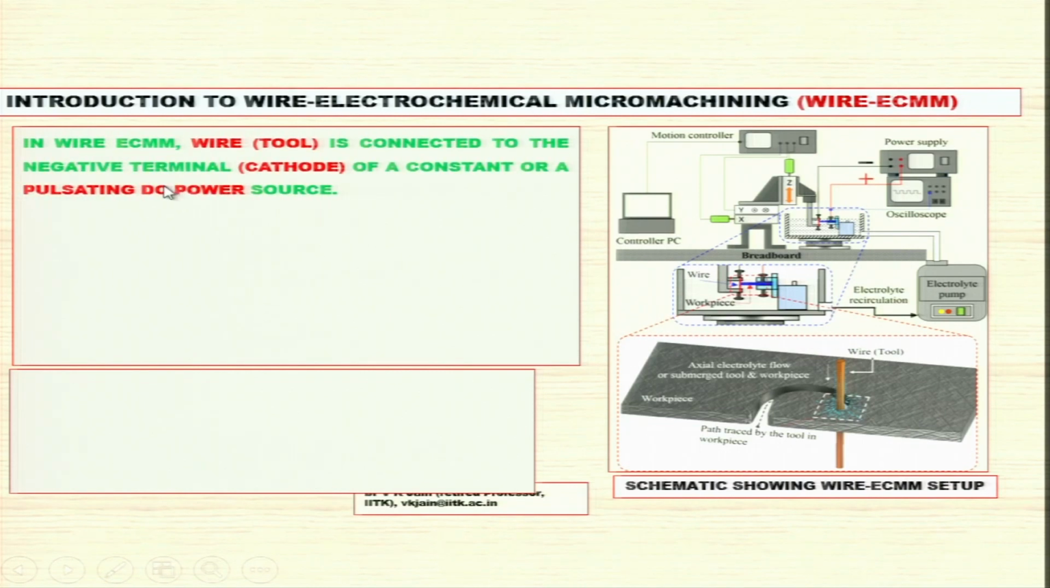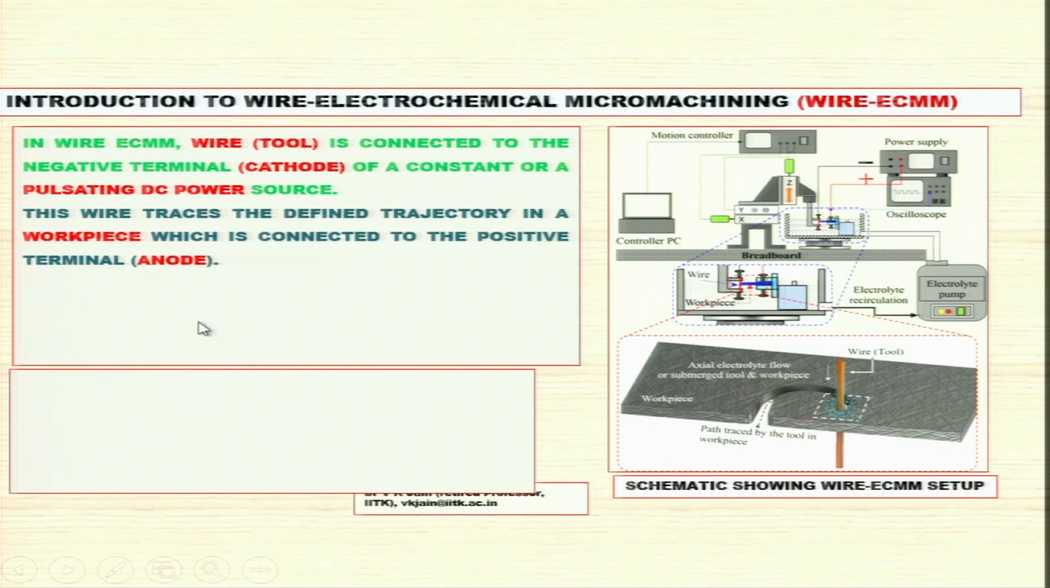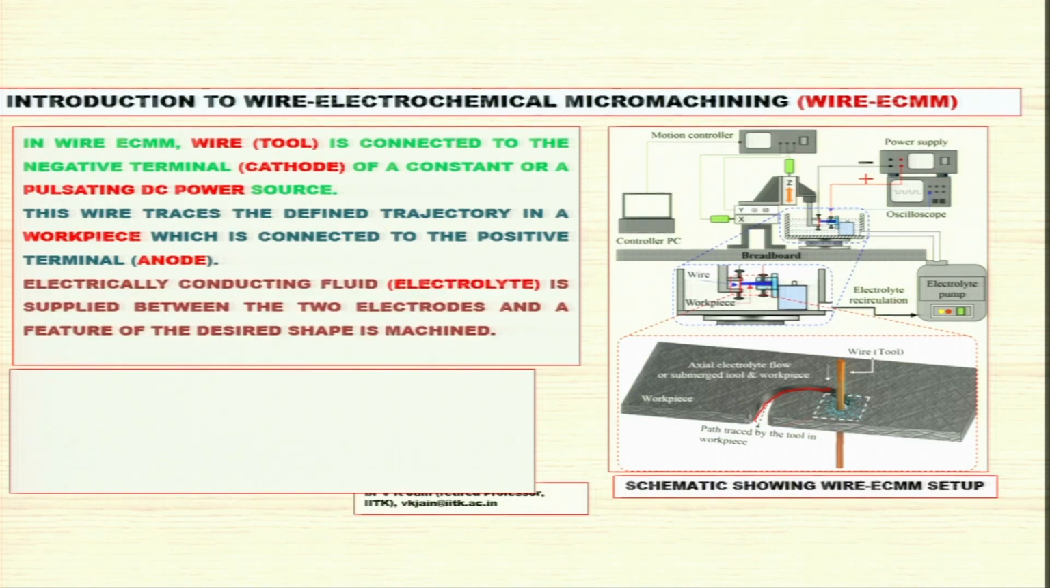In wire ECMM, the wire, that is the tool, is connected to the negative terminal, and it is known as the cathode, of a constant or a pulsating DC power source. That DC power source is here, and this is the wire. This wire traces the defined trajectory in a workpiece which is connected to the positive terminal. As you can see over here, it is traveling in this defined trajectory and cutting, giving a particular shape and size to the workpiece.